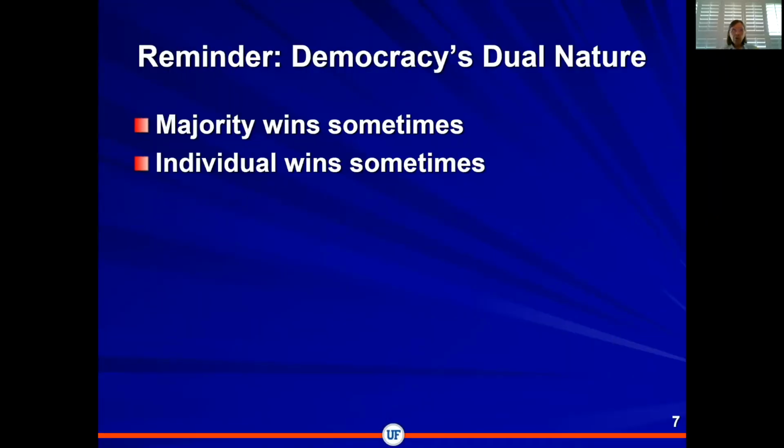I want to remind us, although I'm sure that you're very aware of this, that in a democracy, most of the time the majority wins. Like, where are we going to go eat dinner? Well, let's take a vote. Where shall we go? And the majority wins. But sometimes in our democracy, especially, the individual wins, and is able to overcome whatever the majority would otherwise impose on the individual.